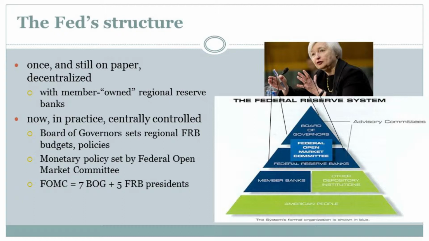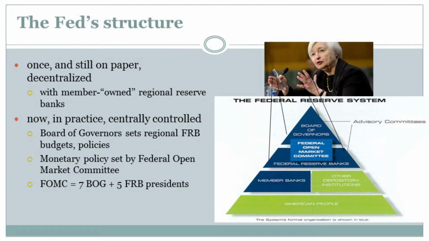On paper, it's decentralized. The commercial banks are nominally owners of the regional Federal Reserve banks. And so that gives rise to a lot of suspicion about who actually runs the Fed. But look, the ownership of shares is mandatory for commercial banks. It doesn't actually give them control over the Federal Reserve's policy. They're not allowed to sell their shares. They get a fixed rate of dividends on them.